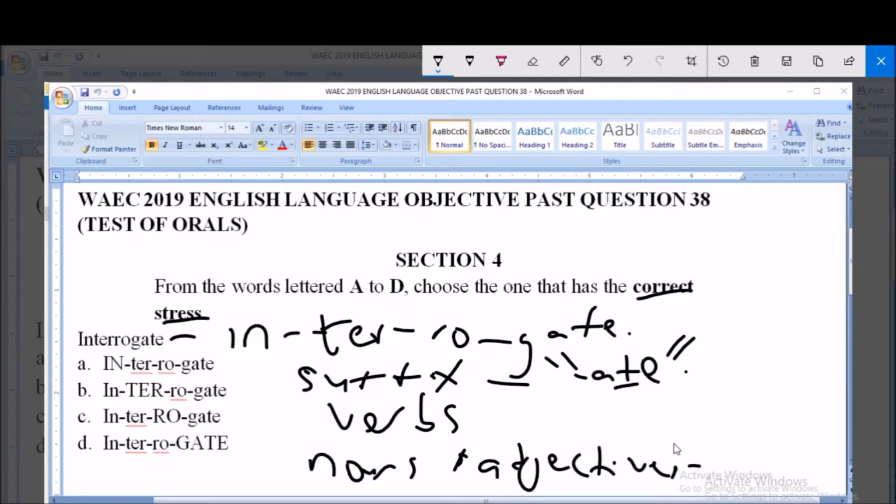Now for nouns and adjectives, 4 syllable words that contain the suffix ate, you have the stress in the second syllable, while for verbs that are 4 syllable verbs with the suffix ate, you have the stress in the second syllable as well.